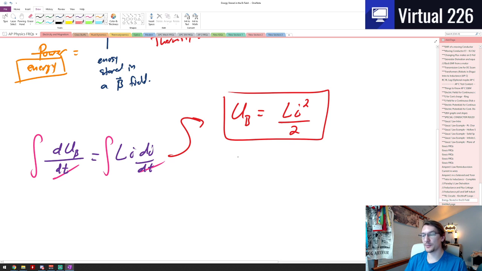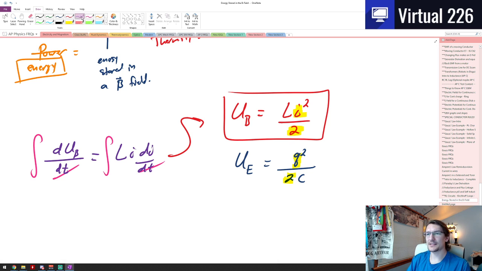This actually looks very similar to the energy stored in the electric field for something like a capacitor, which, if we recall, was Q squared over 2C. In this case, the Q's have become I's. The 2's are the same. And in this case, the L has been substituted for 1 over C. Okay, so it's a very similar equation there.